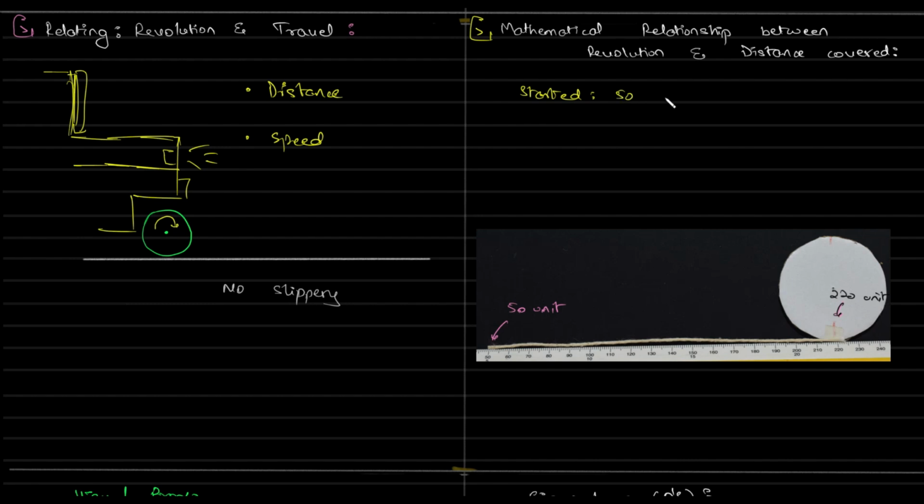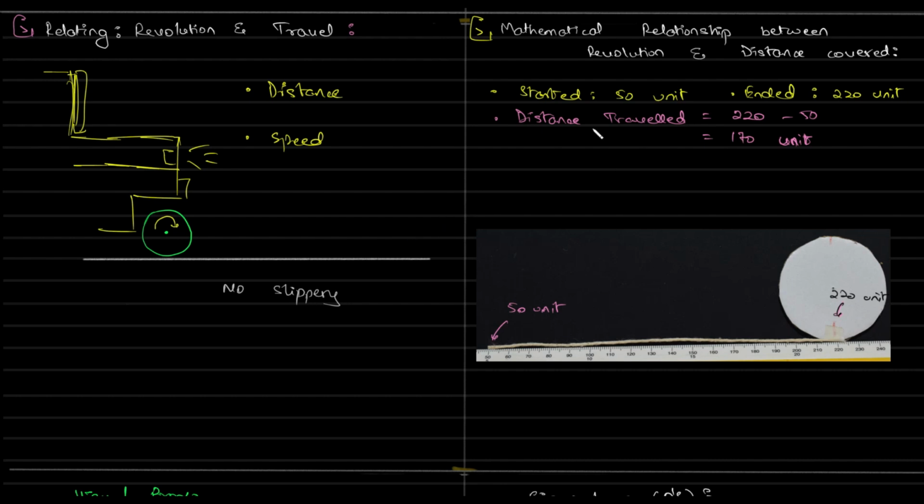Okay, so it started at 50 unit and it ended at 220 unit. So what is the distance traveled? Distance traveled is 220 minus 50, that is 170 unit, right? That's what we can tell.